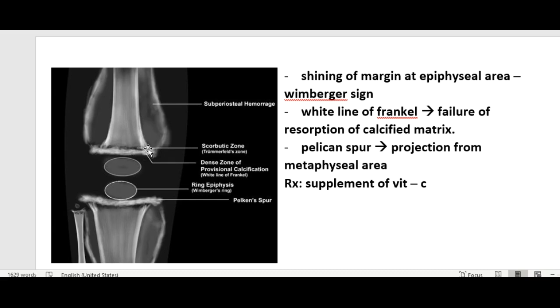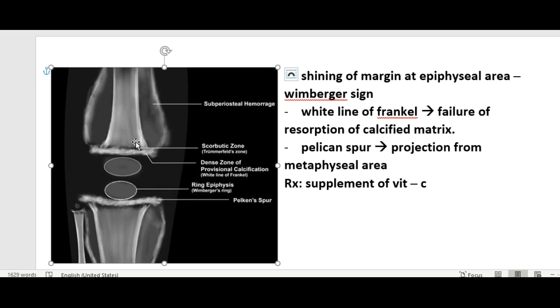And there is Wimberger's area. Wimberger's ring or sign is this ring shaped epiphysis, or shining margin of the epiphysis. And this projection in the metaphyseal area, here and here, is called the Pelkan spur. This bony spur is the Pelkan spur, and we have the translucent zone which is present here.